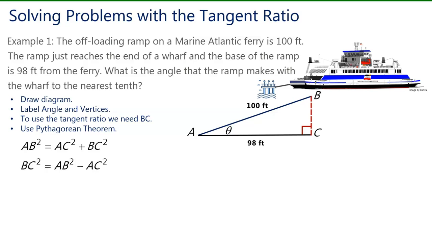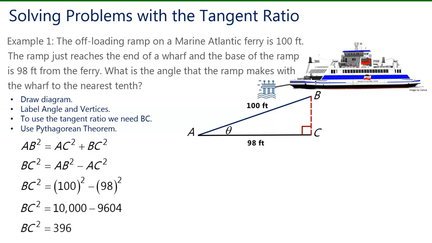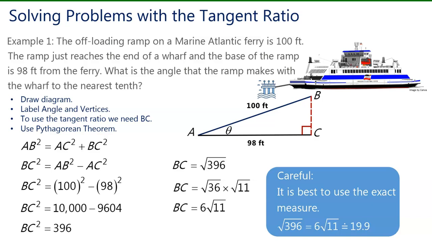Manipulating and isolating for BC squared, we get AB squared subtract AC squared. BC squared equals 100 squared subtract 98 squared. BC squared equals 10,000 subtract 9,604. BC squared equals 396. Solving for BC, we get BC equals the square root of 396. This can be further simplified as root 36 times root 11, and so BC can also be written as 6 root 11. It is best to use the exact measure such as root 396 or 6 root 11.